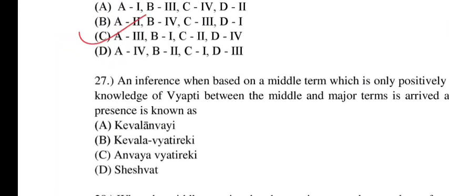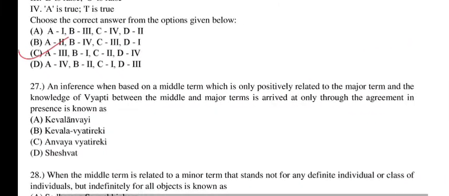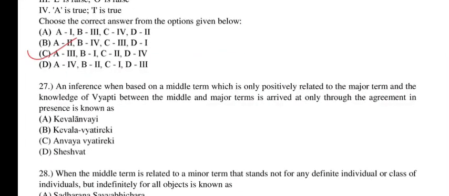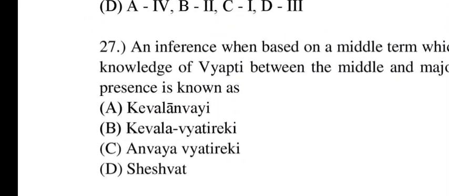27. An inference based on a middle term which is only positively related to the major term, and where the knowledge of vyapti between the middle and major term is arrived at only through agreement in presence, is known as what? Sorry for the pronunciation, it is hard for me to pronounce.